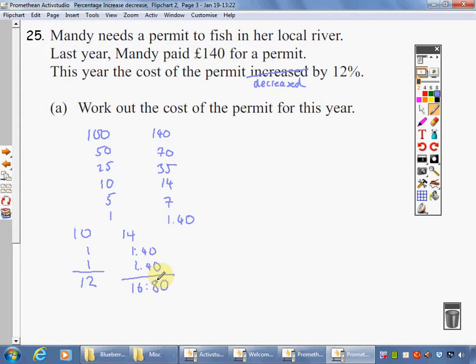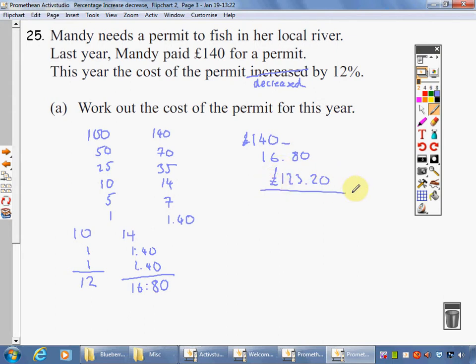Now, originally the question said it was increased by the £16.80, so I do 140, add on my £16.80, and then I'd have my answer. But in this case, I said it was decreased because I wanted to decrease, and decrease means reduced, so it's taken off by that amount. So I need to do £140, the original cost, subtract the additional bit, the £16.80, and if you were to do that, you should come up with an amount of £123.20.